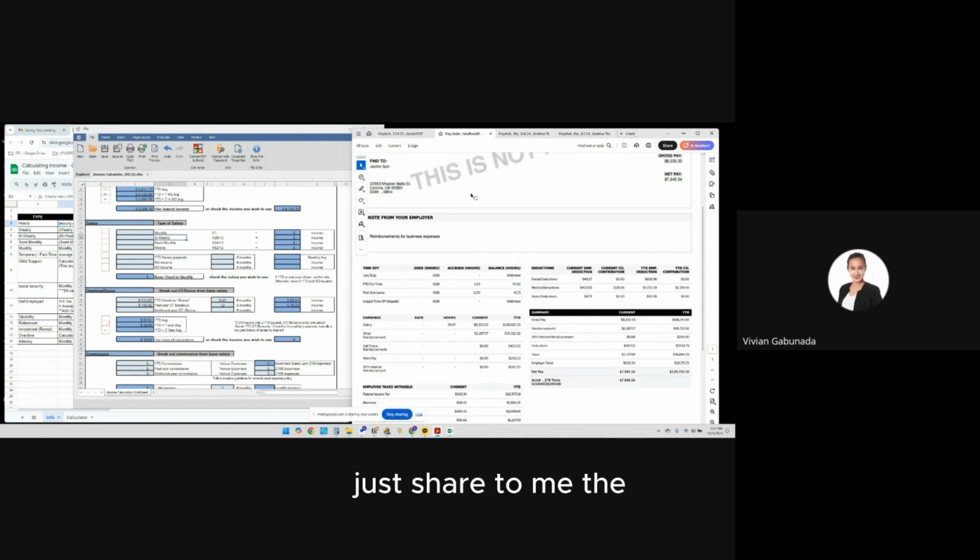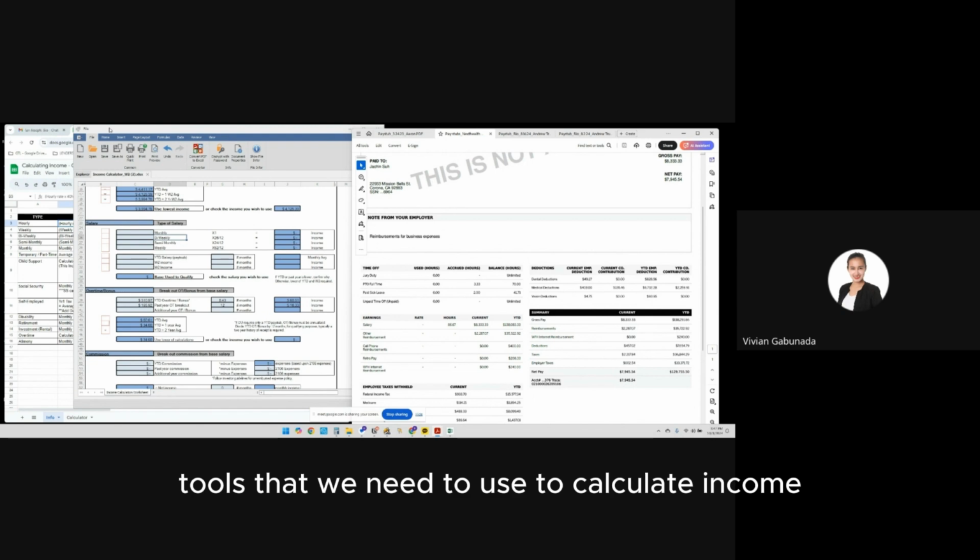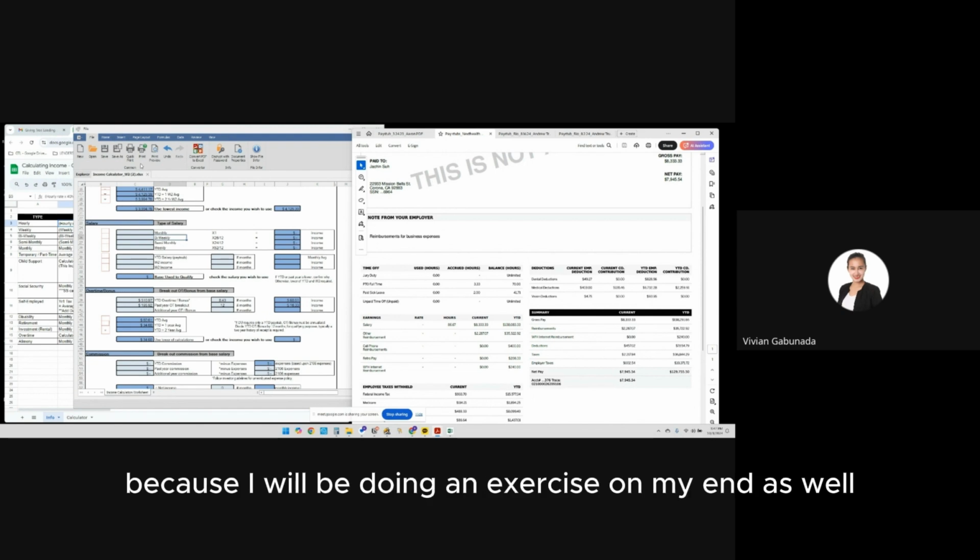And then for now, just share with me the tools that we need to use to calculate income, because I will be doing an exercise on my end as well.